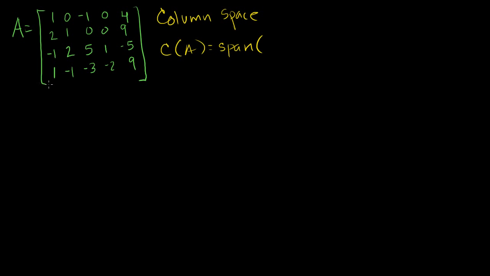So we call this one right here A1, this is A2, A3, A4, this is A5. Then the column space of A is just equal to the span of A1, A2, A3, A4, and A5. Fair enough. But a more interesting question is whether these guys form a basis for the column space. Or even more interesting, what is the basis for the column space of A?